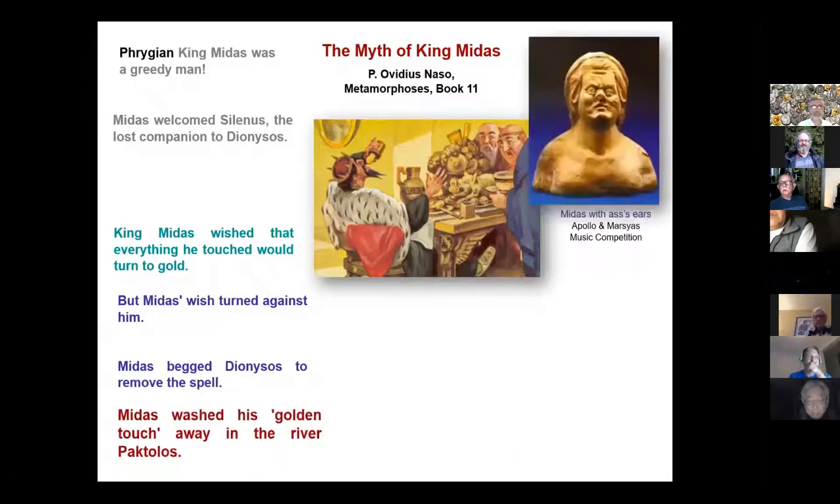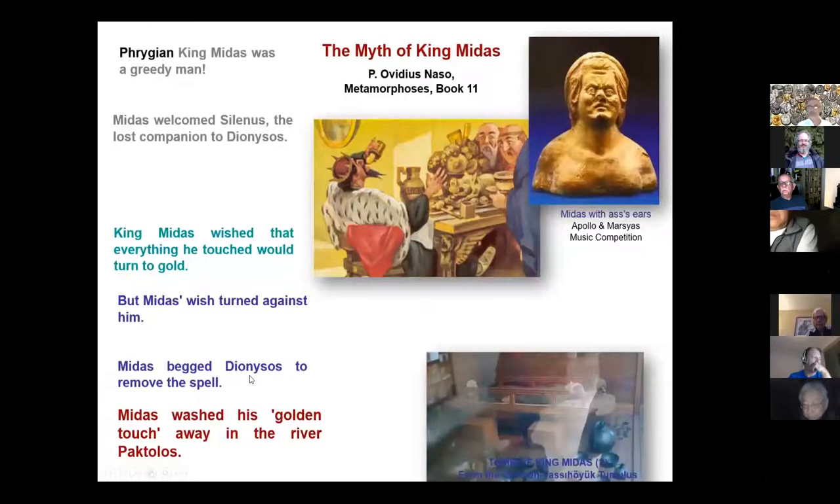And finally, Dionysus said, "Go to the Pactolus River and wash, and the golden touch will wash away in the river." And that's how mythology tells us that gold, or in particular electrum, is found in the silt of the Pactolus.